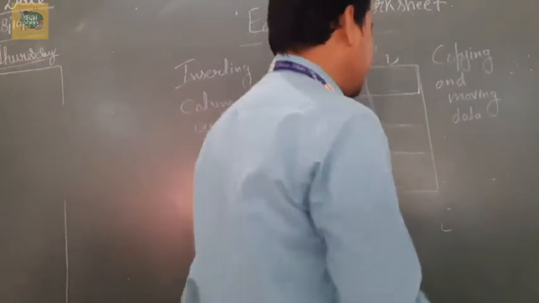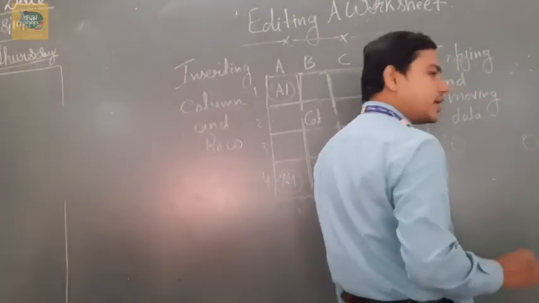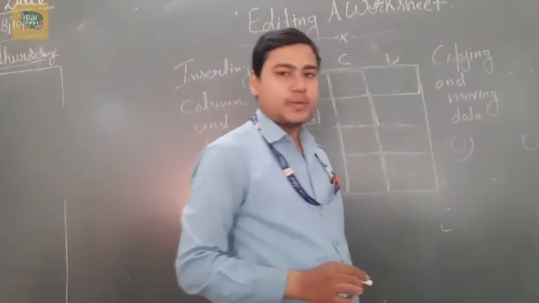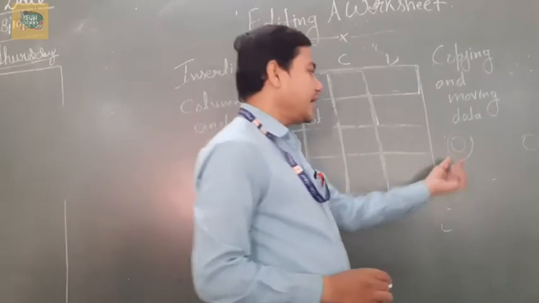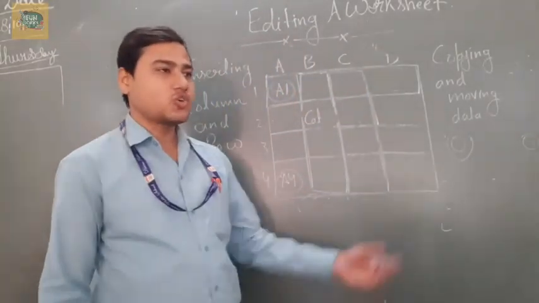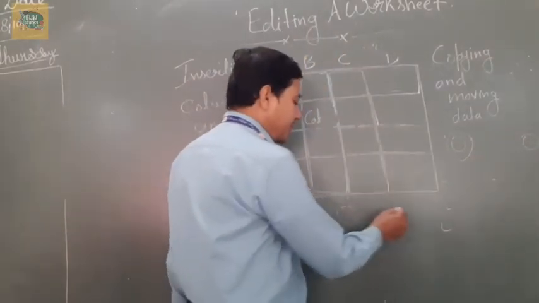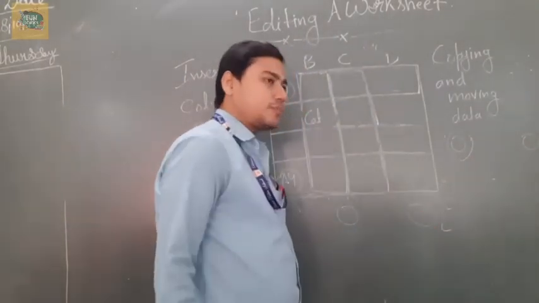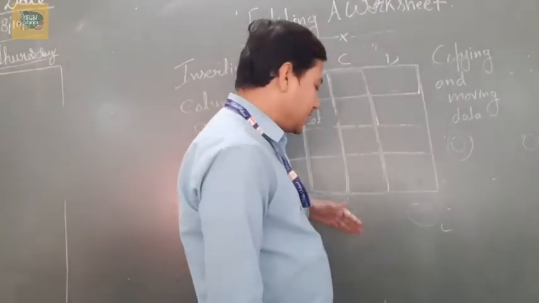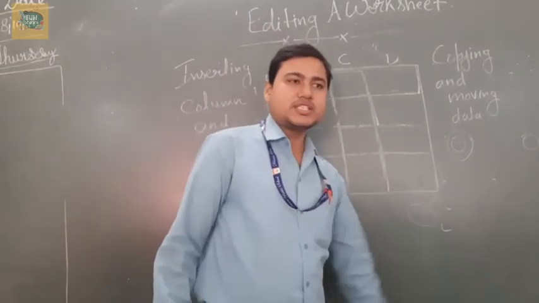Copying means, suppose here is one piece of data and here is also another data. If I make a duplicate of this and locate it in another place, this is called copying. And if I have an object here, and this object gets removed and I place it in another location, this is called moving.